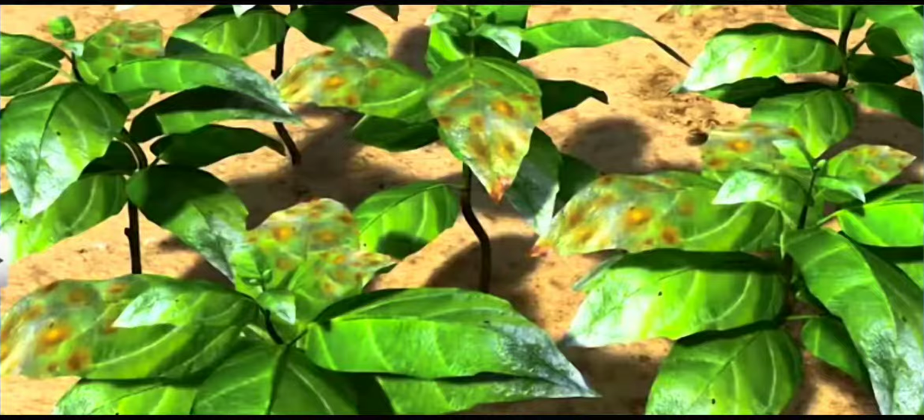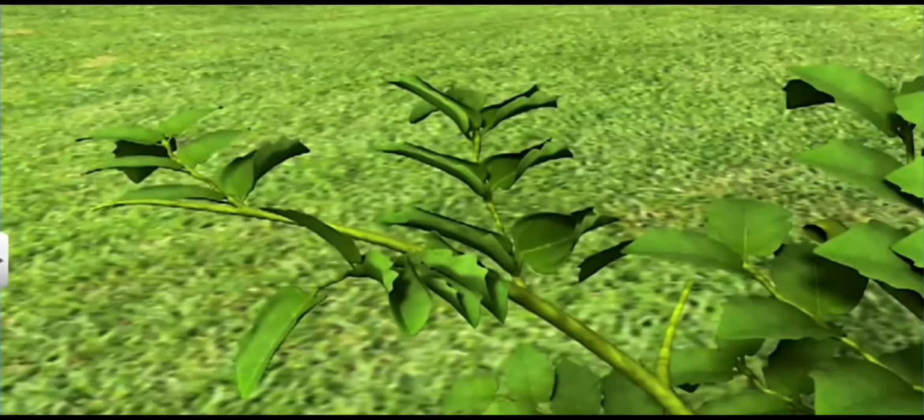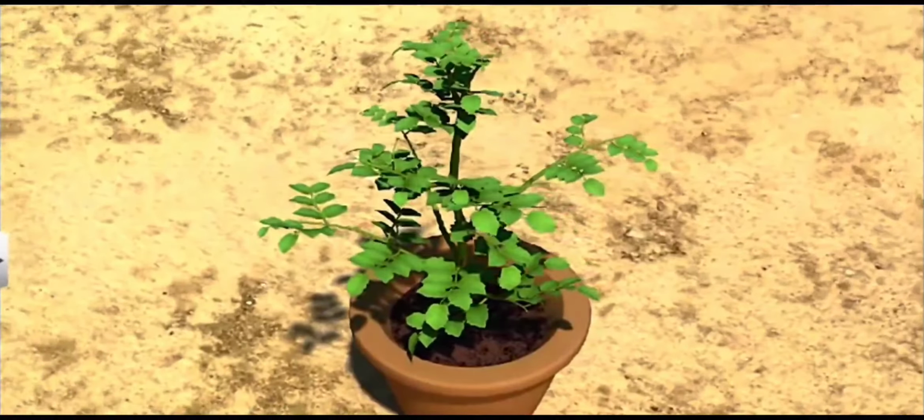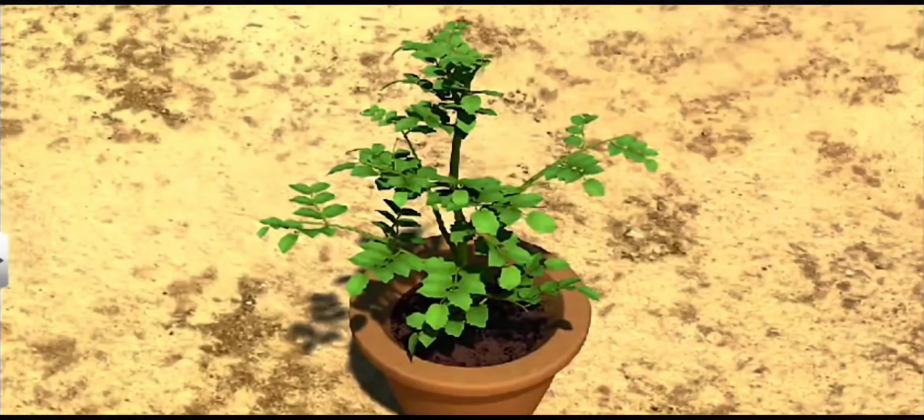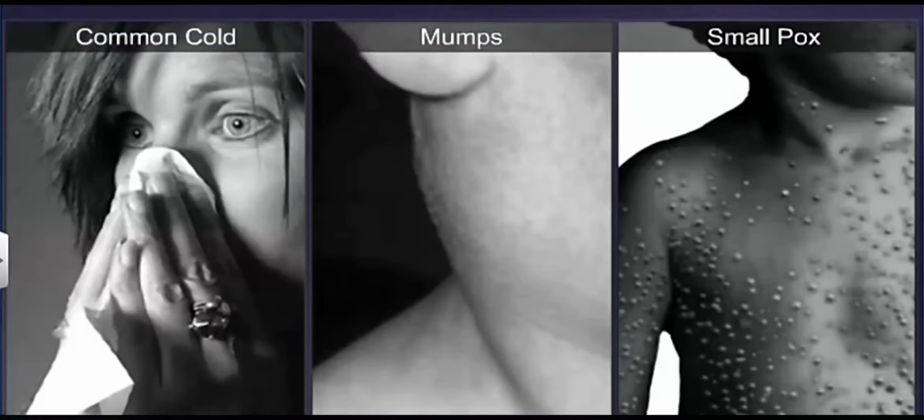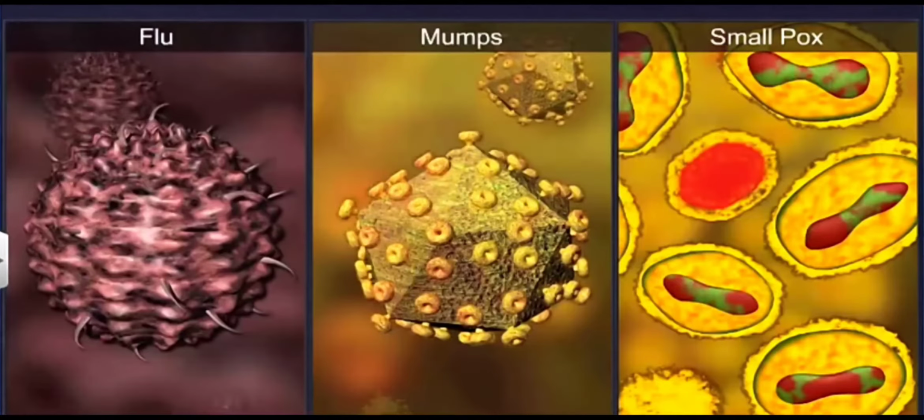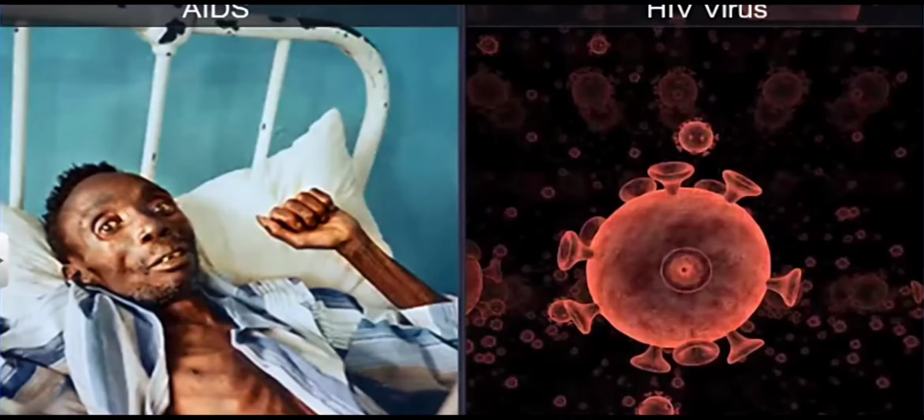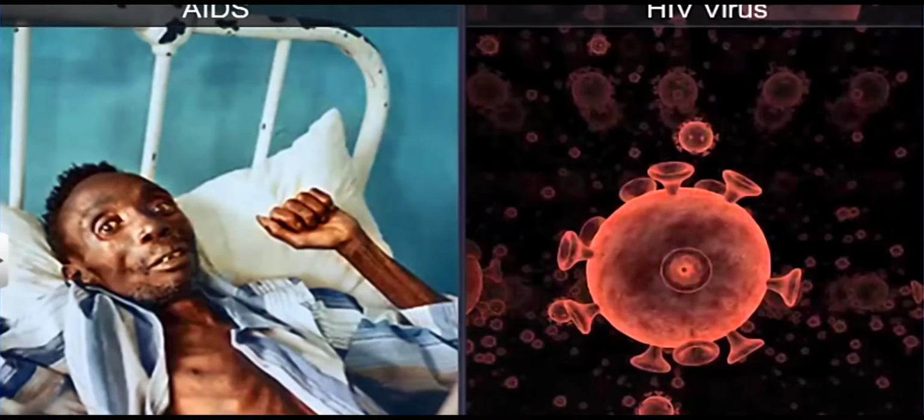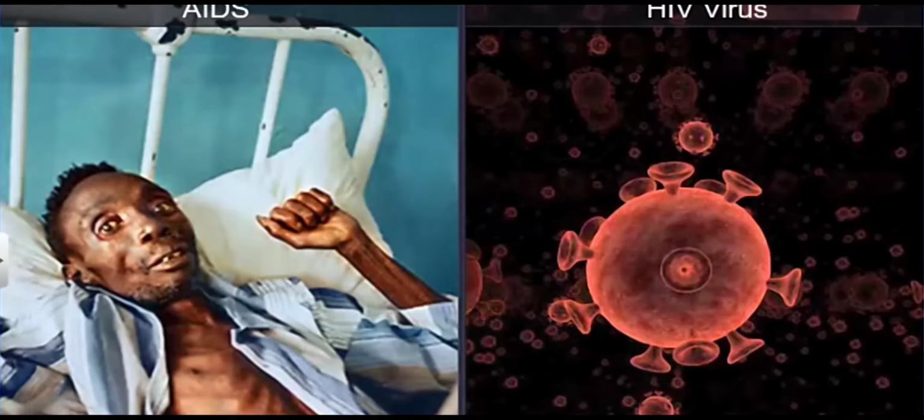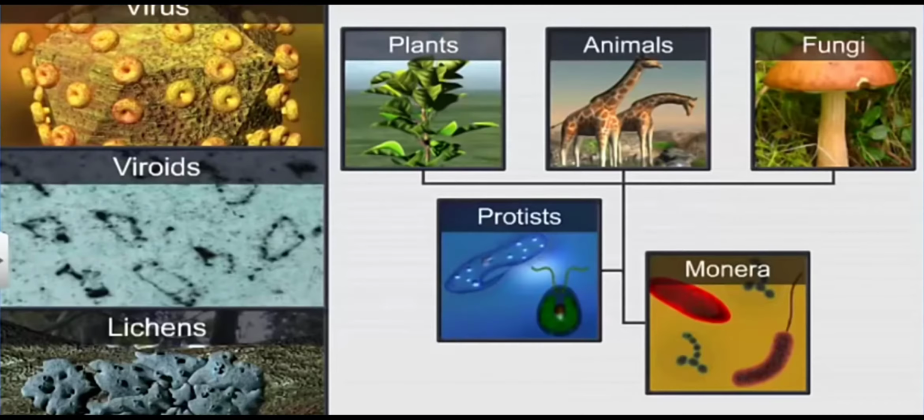So viruses are responsible for so many different types of plant diseases, animal diseases and human diseases. You know, common cold, coronavirus, mumps, smallpox, chickenpox, polio, all these dreadful diseases are viral diseases. Even AIDS is caused by a virus called HIV, human immunodeficiency virus.